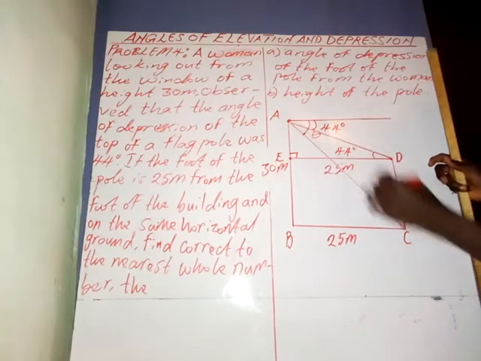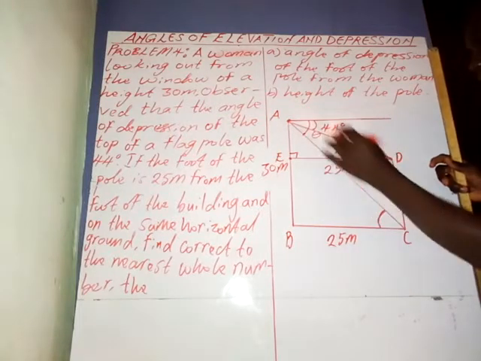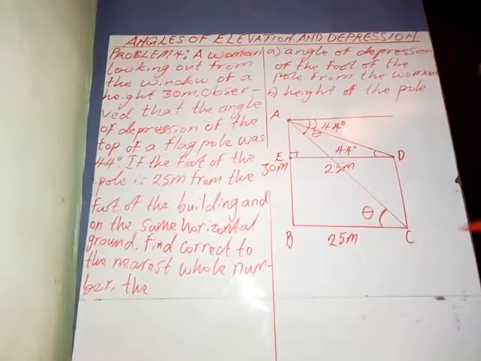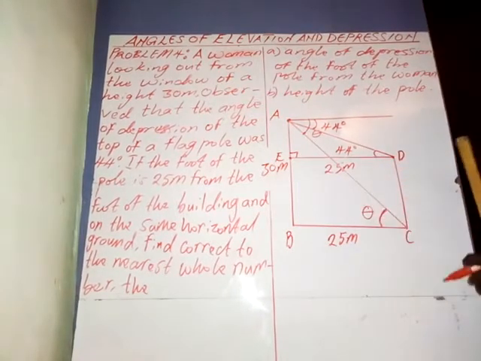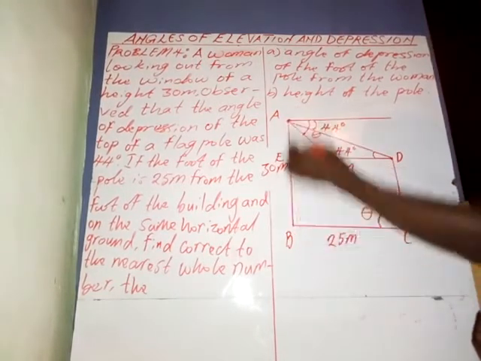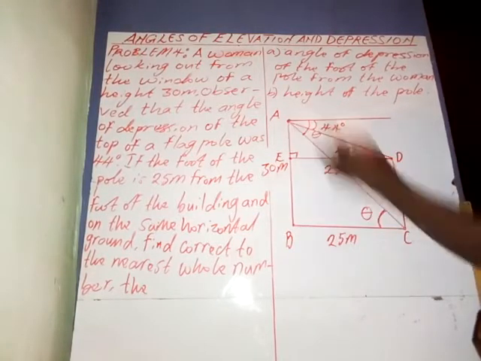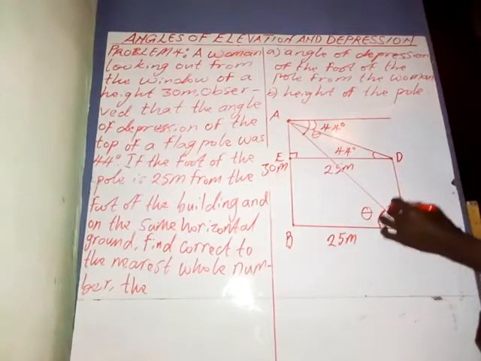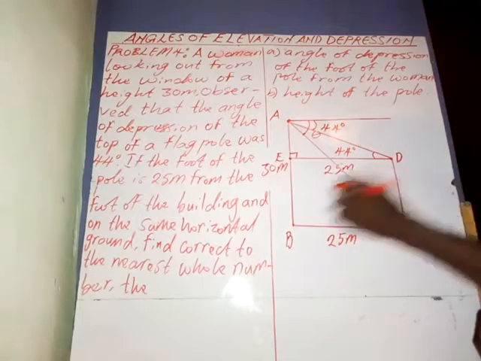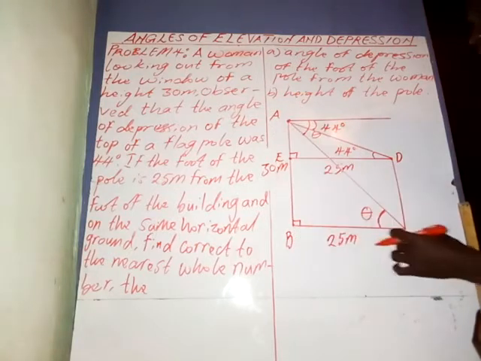If you look at this angle here and this angle, they are alternate angles. Alternate angles are equal, so this angle is theta. All right, so it is this angle that we are looking for. Now, here we have triangle ABC. Triangle ABC contains this angle, which is the angle of depression of the foot of the pole from the woman. So triangle ABC is the right angle triangle.